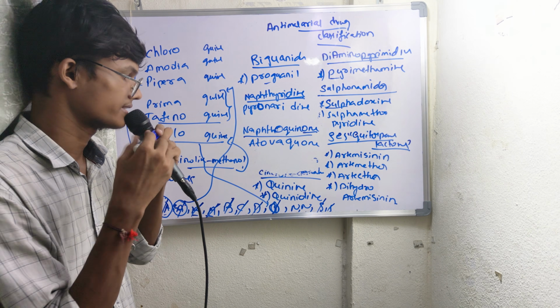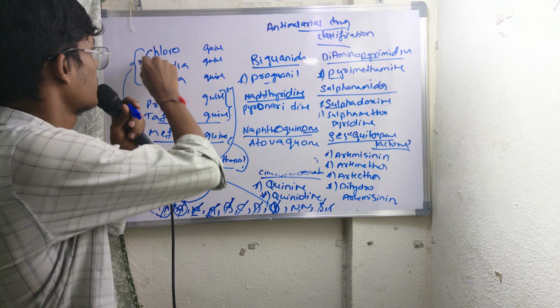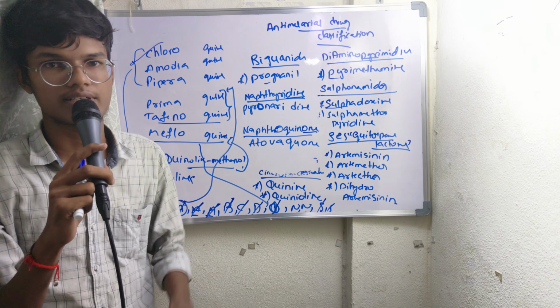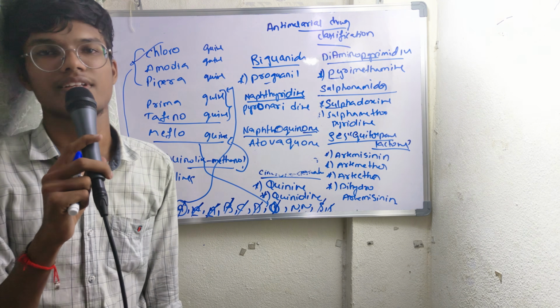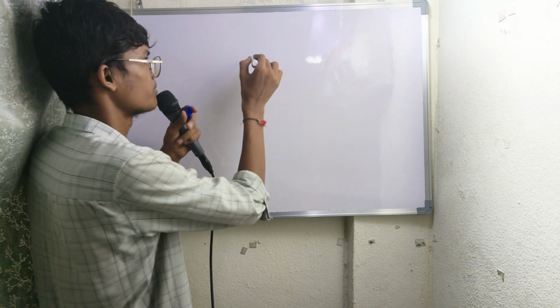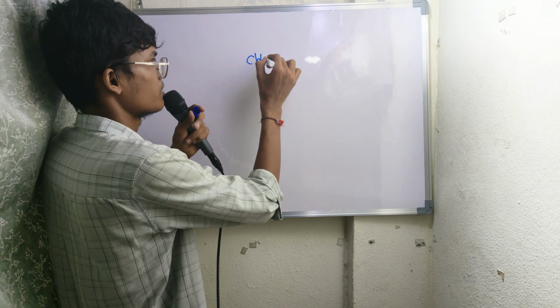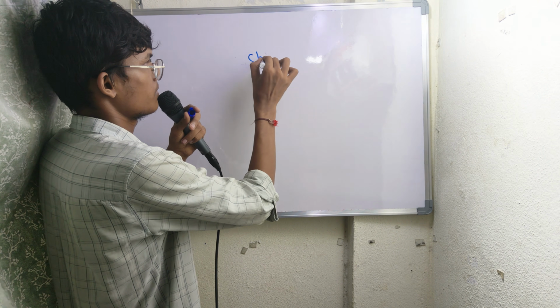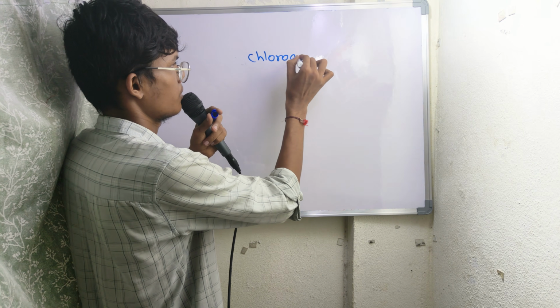In the next session we will discuss chloroquine and artemisinin. They are very important drugs in the antimalarial drug classification. Now we are going to discuss chloroquine.